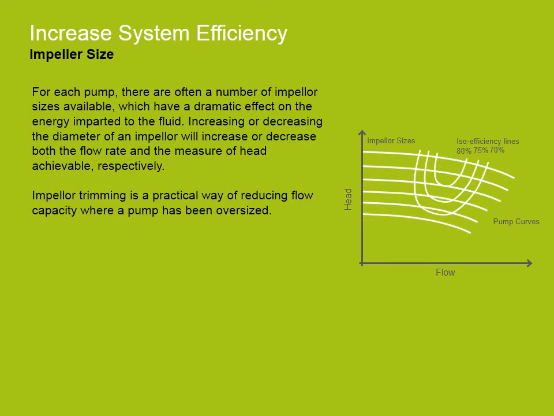An impeller is the rotating component of a centrifugal pump that accelerates the fluid inside the pump. It is comparable to the fan blades of an exhaust. For each pump, there are often a number of impeller sizes available, which have a dramatic effect on the energy imparted to the fluid. Increasing or decreasing the diameter of an impeller will increase or decrease both the flow rate and the measure of head achievable, respectively. Impeller trimming is a practical way of reducing flow capacity where a pump has been oversized.